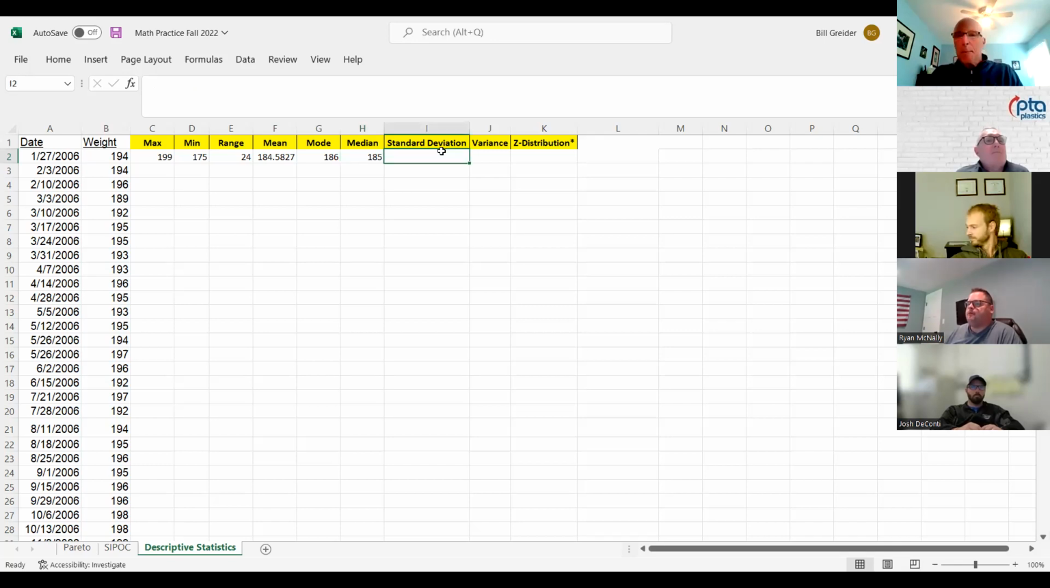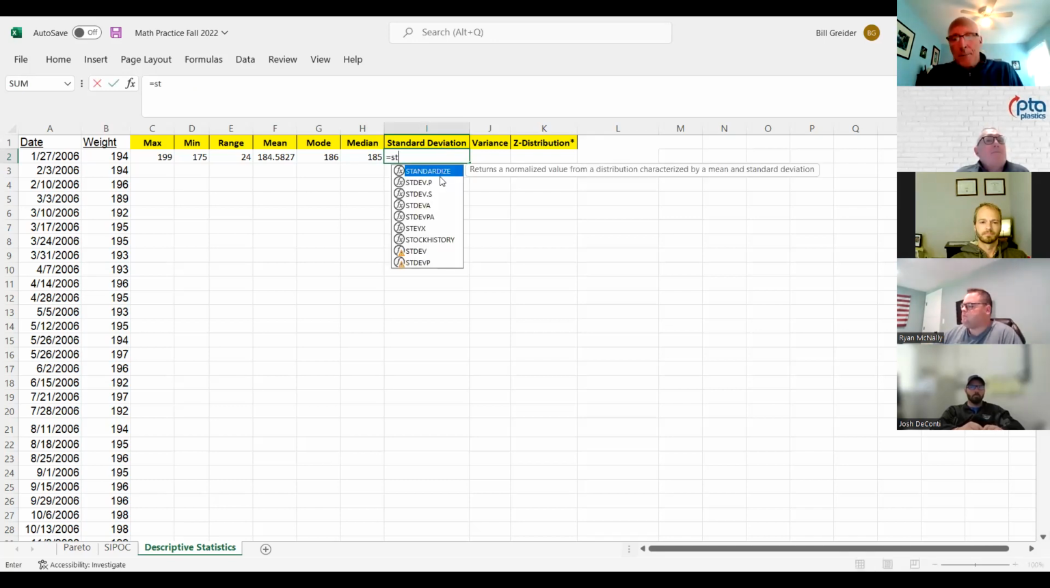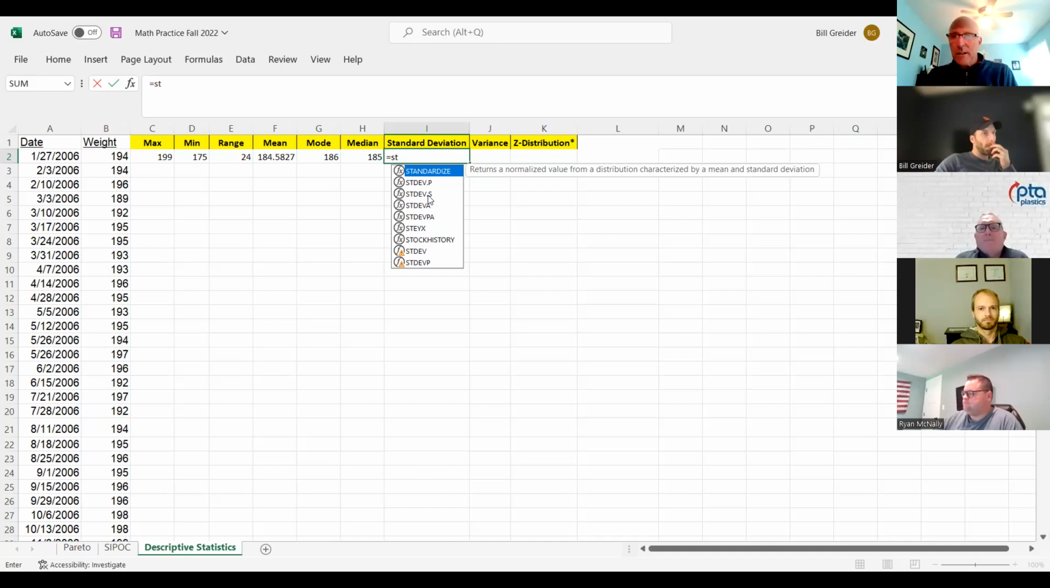And the standard deviation is simply what's the average variation away from that 184? Okay. And when I do standard deviation, I get two options. You'll see standard deviation .p, standard deviation .s. This 750 weights that I recorded, is it a sample or is it the population? Population? Who said that? Yep, it's a population, right?